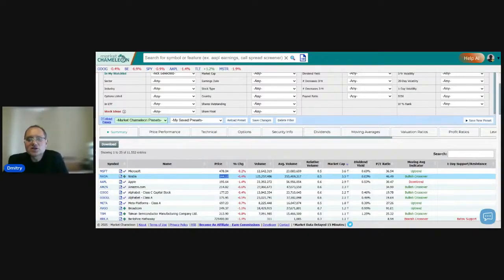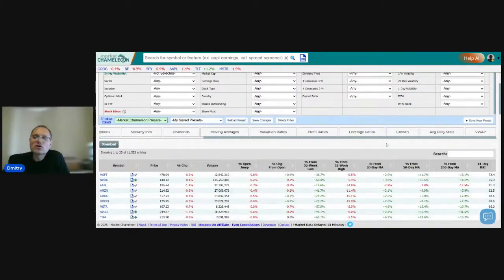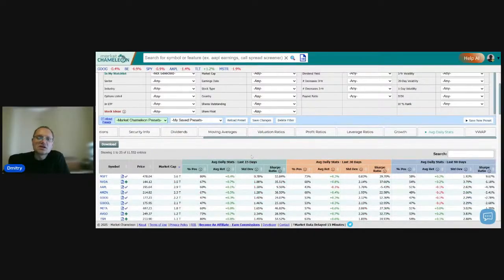And what I'm going to do is slide over. We have different tabs with analytics. We're going to slide over and click on this average daily stats. And now that we're on here, what this particular table is doing is looking at price performance of the stocks based on average daily returns.